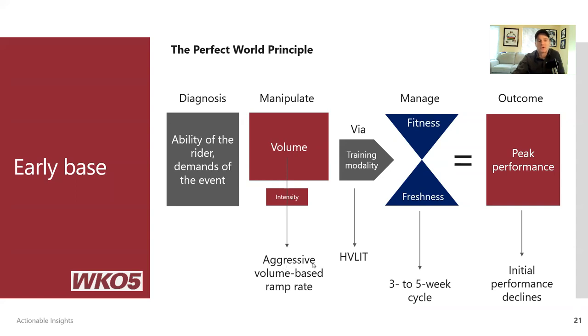But during this phase, I'm looking for aggressive volume-based ramp rate. So training load, right? Chronic training load, acute training load are my drivers. That's my core focus of manipulation in early base. My training modality, I'm using high volume, low intensity training in early base, 3 to 5 week cycles. Initially, performance declines, meaning somebody comes off the couch for a month and they start doing a fair amount of increasing volume at a reasonably brisk rate. Their performance will decline for the first 3 to 5 weeks because fatigue comes first and fitness follows later.